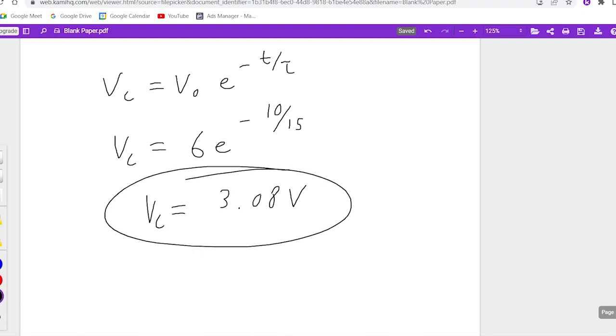So in other words, what this means in English, this RC circuit was connected to the battery for a long time. It was fully charged at 6 volts. After 10 seconds, we've now gone from 6 volts down to 3.08 volts. And as time goes on, we're going to keep shrinking and shrinking until we eventually get to 0 volts, because we're discharging.